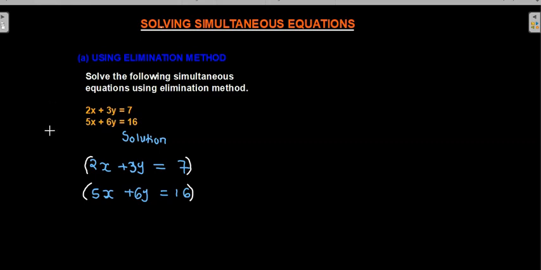The next step, you can decide to eliminate either x or y. Say x. You check the number that is in front of x: you multiply it in the second equation, and the number that is in front of x in the second equation, you multiply it in the first equation. Now the next step I expect you to do is to open the brackets.